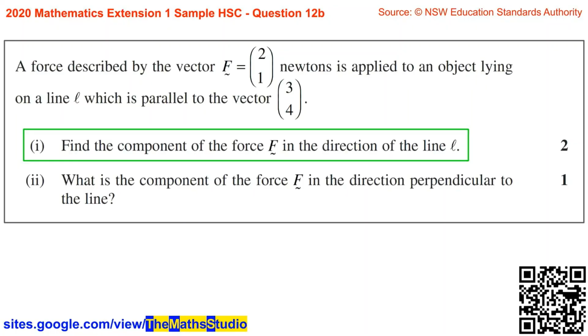Question 12b. A force described by the vector F equals (2, ...) newtons is applied to an object lying on a line L which is parallel to the vector (3, 4). Part 1. Find the component of the force F in the direction of the line L.